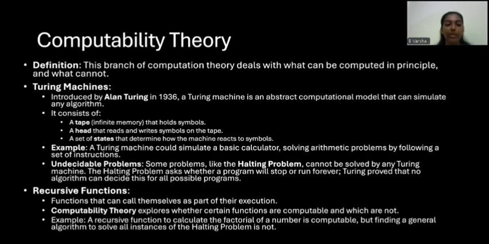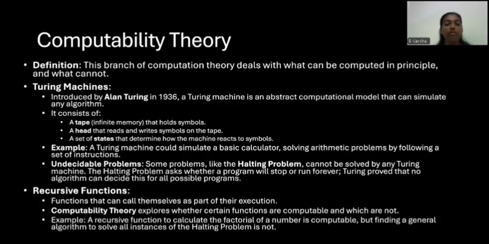For example, a Turing machine can simulate a basic calculator solving arithmetic problems by following a set of instructions. Undecidable problems. Some problems like the halting problem cannot be solved by any Turing machine. The halting problem asks whether a program will stop or run forever. Turing proved that no algorithm can decide this for all possible programs.